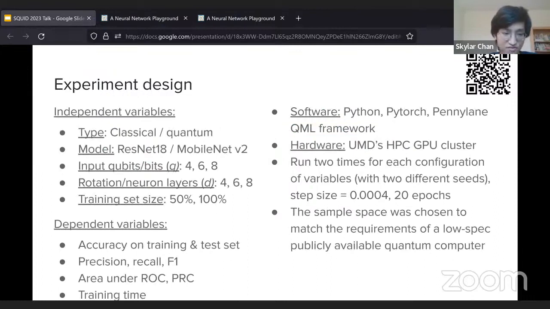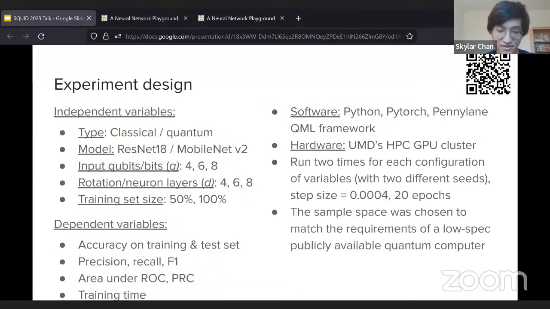And so for the experimental design, we have a lot of independent variables. The most important ones are comparing classical and quantum models against each other. We have some other variables too, such as the transfer model, the size of the circuit, and the training set size. These variables are chosen to match the requirements of a low-spec, publicly available quantum computer.